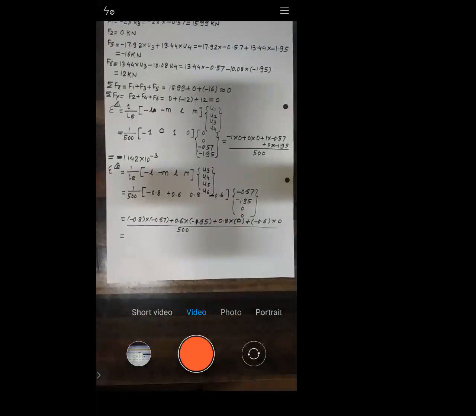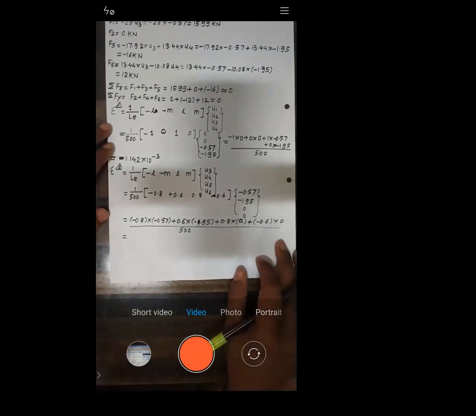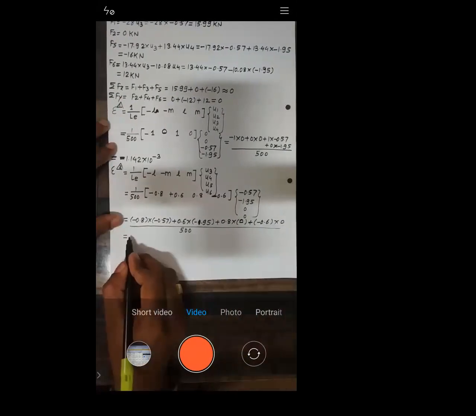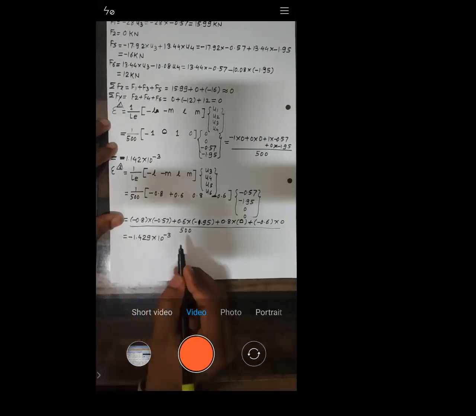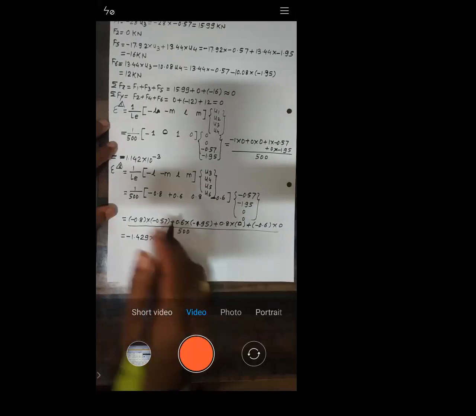See, I expect a single value. I expect all of you to get the same answer. Yes, as a single value, sir. Minus 1.429 into 10 raised to minus 3. Minus 1.429. Is it okay? Yes, sir. Minus 1.429 into 10 raised to minus 3, right? So this is the strain induced in element number 2. So now you calculated the strain.